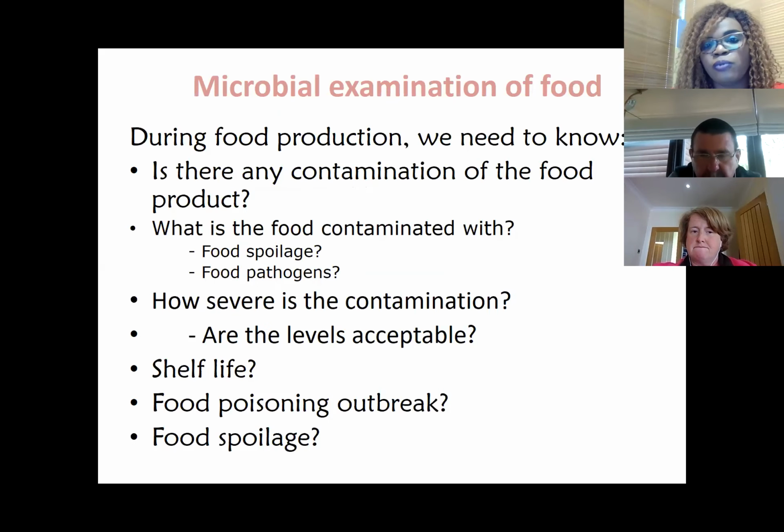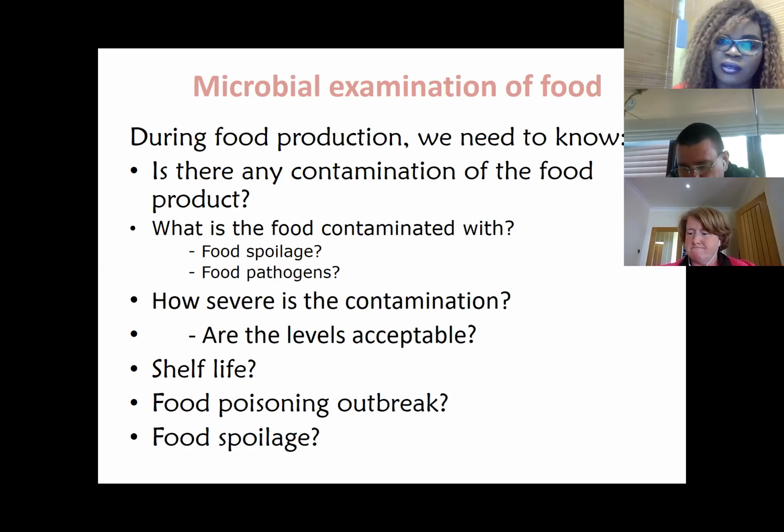So what happens during food production, we need to know, is there any contamination of the food products? What is the food contaminated with? Because this will give us an idea if it's a food spoiler or a food pathogen. So if it's something like E. coli, Salmonella, Campylobacter, Clostridium botulinum, Perfringens, Bacillus cereus, that's a potential pathogen, you know?